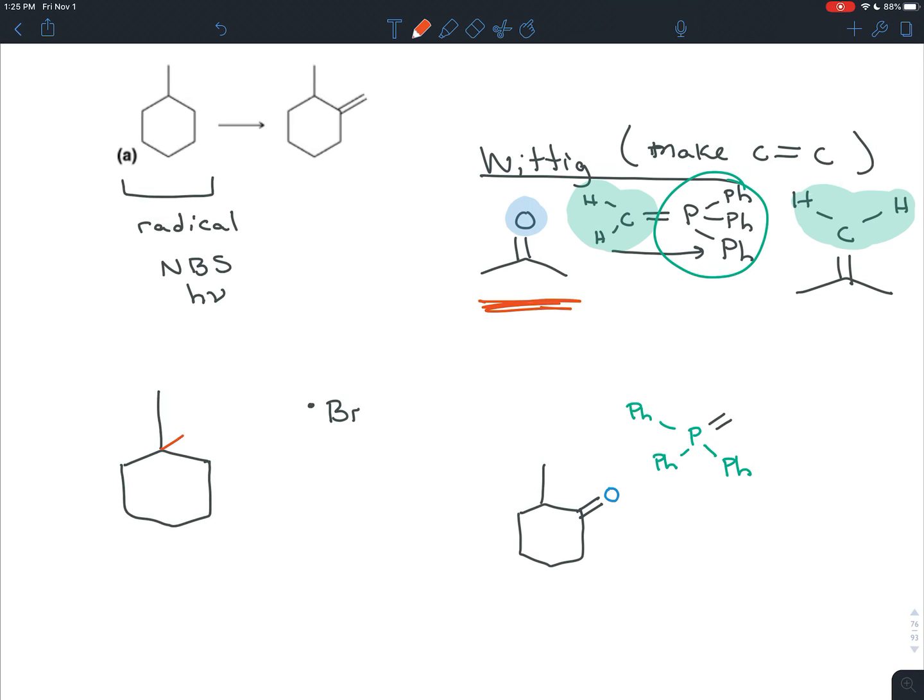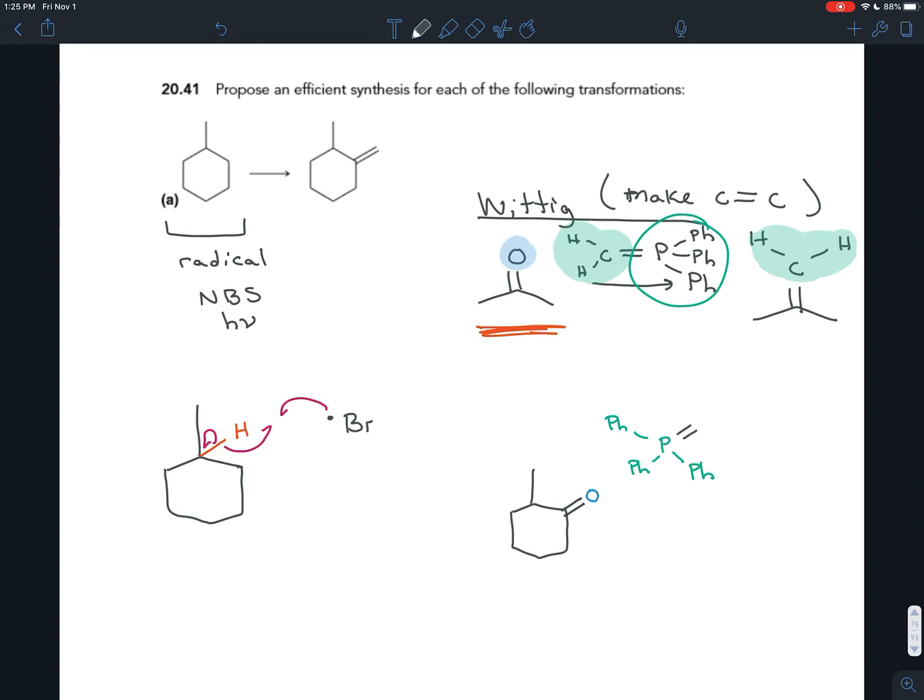So let me show you what that would look like. Let's say you have this hydrogen here. The bromine will use its one electron and try to form a bond to that hydrogen. It'll steal an electron from the hydrogen. The other electron in this bond will go onto the carbon.